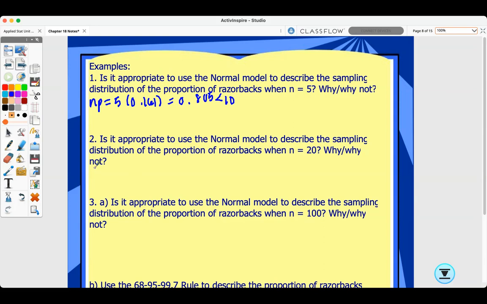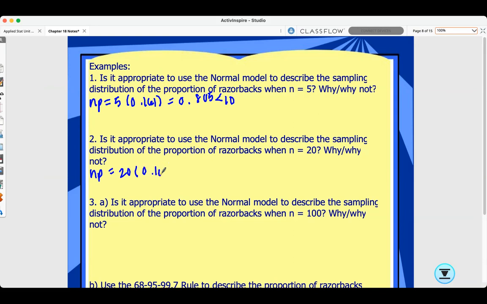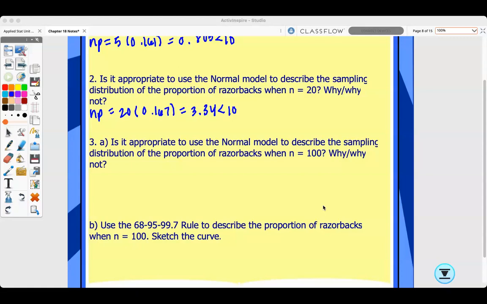Let's look when n equals 20. So again, you find n times p first. This would be 20 times 0.167, and we would get 3.34, which is less than 10. So again, we cannot use the normal model to describe the sampling distribution because we expect less than 10 successes. Let's look at 3.